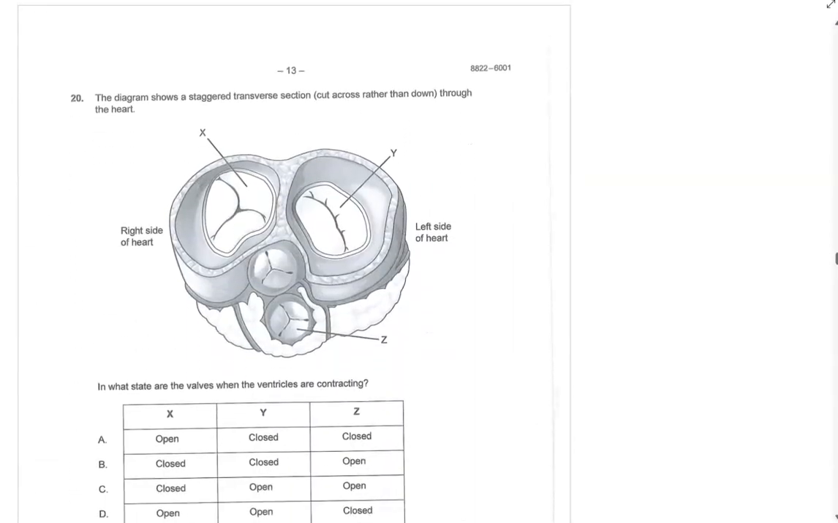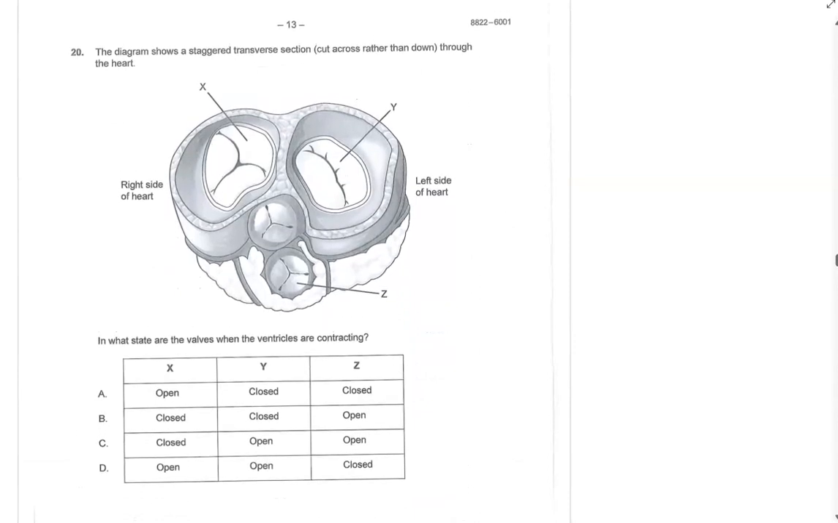So that's fine. So now we've got a transverse section of the heart. So in what states are the valves when the ventricles are contracting? So these are our atrioventricular valves. So we've got our tricuspid valve here and our bicuspid valve here. So these are our AV valves. So when the ventricles are contracting, our AV valves need to be closed. Okay, so both X and Y need to be closed. That's B is then the only option.